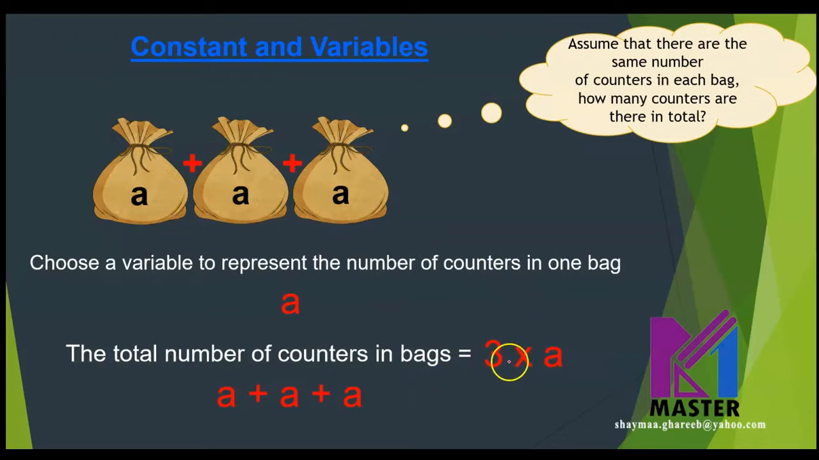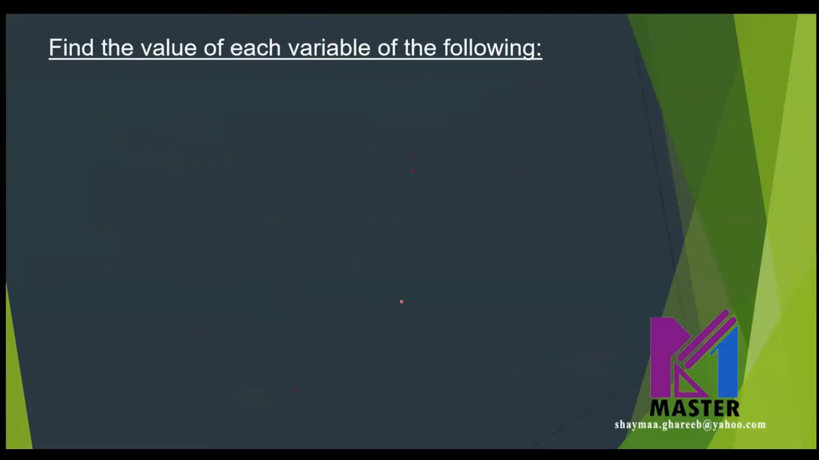But so far I don't know the value of A. All right, there is another way that I can write 3 times A, which is 3A. So 3A without the multiplication sign means 3 times A. Okay, so this is what the variable is. Now, do you know the difference between the variable and the constant?